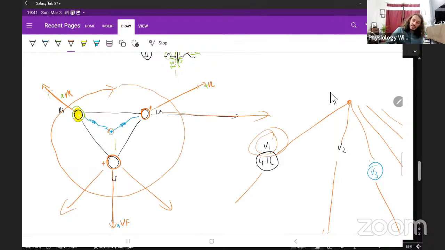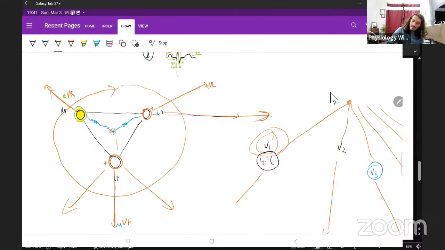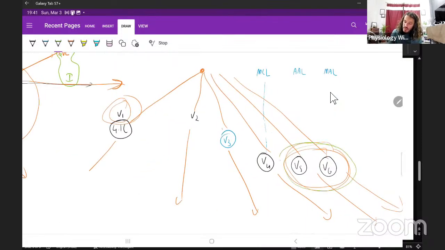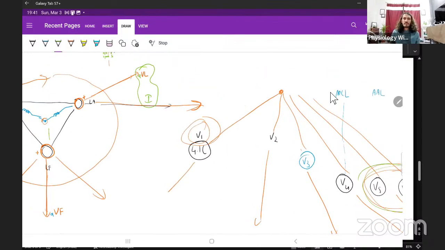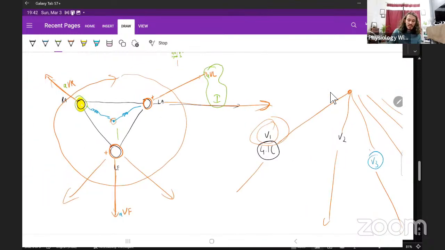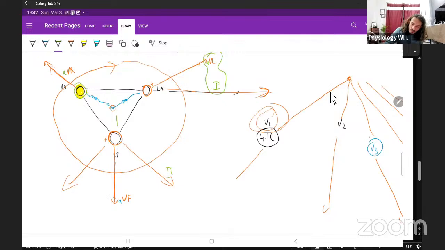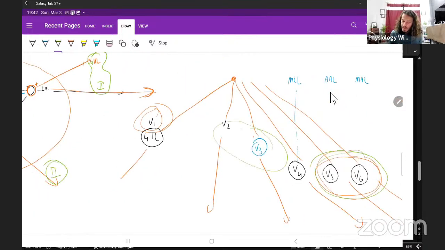In your heart, your lead 1, AVL, and your V5, V6 talk about the left side of the heart. What about the inferior side of the heart? You can just take lead 2, lead 3, AVF. This will be the inferior part of it. If you want to take the anterior septal part, you just take these central ones, right in the center, anterior like that. So these are your anterior septal parts.